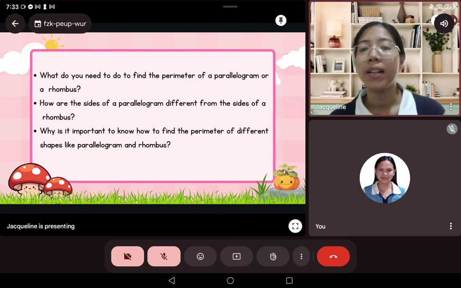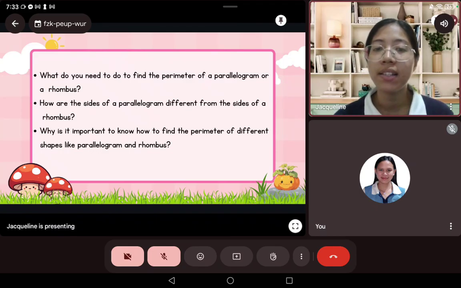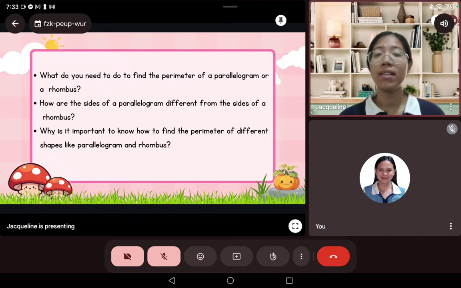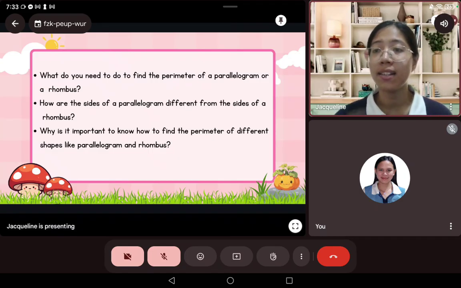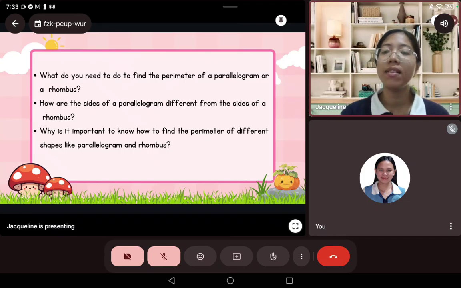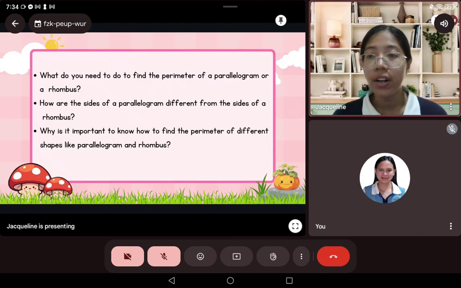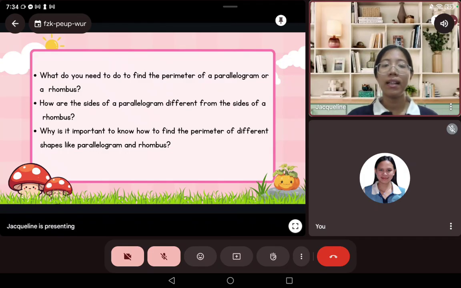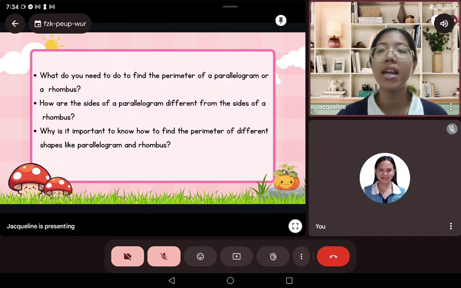How are the sides of a parallelogram different from the sides of a rhombus? Anyone? Yes, that is correct. So parallelogram, class, has two equal parallel sides, and the rhombus, all sides are equal. That is correct, class. So how about question 3?